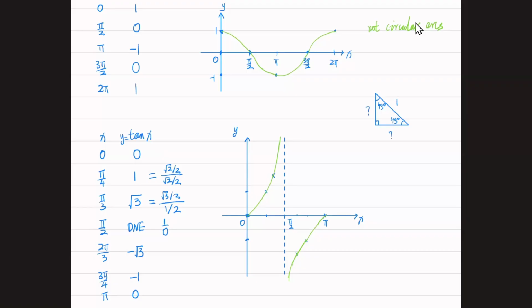I forgot, honestly. We don't know the other sides. Okay, let's assume they are both x because it's isosceles. Then we have the Pythagorean theorem: x squared plus x squared equals 1 squared. Okay, how do you find x?